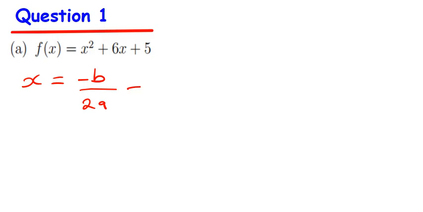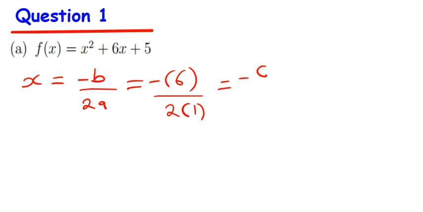Then from here, you're just supposed to replace. That would be negative b, where b is the coefficient of x. In this case, it is 6, so it is negative 6 over 2. Our a is the coefficient of x squared, that is 1. Therefore, I'm going to have negative 6 over 2. Negative 6 divided by 2 is negative 3. So this is the value of x at the turning point.